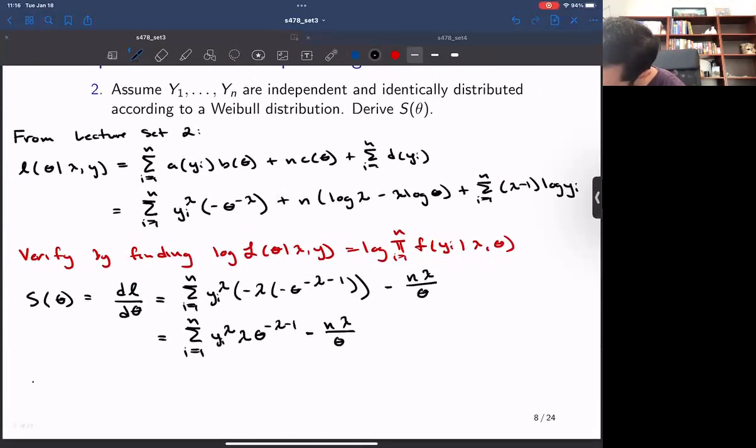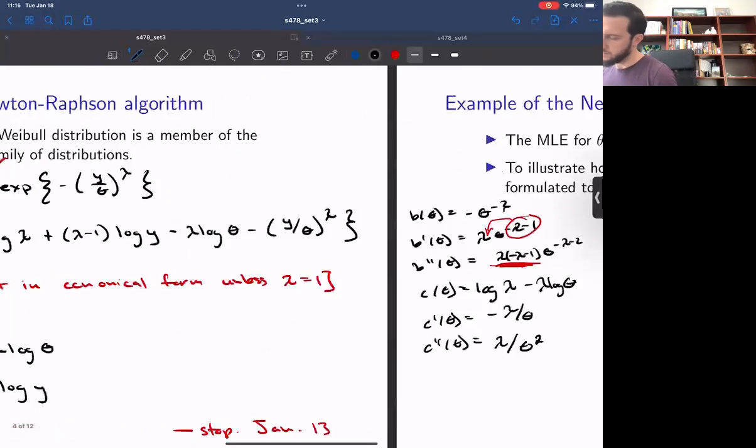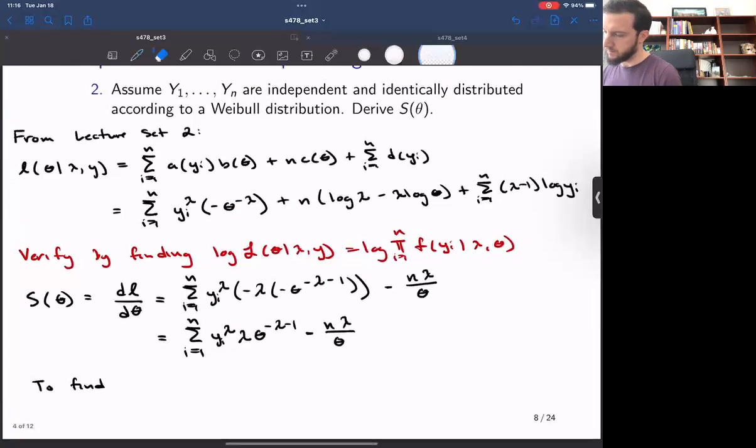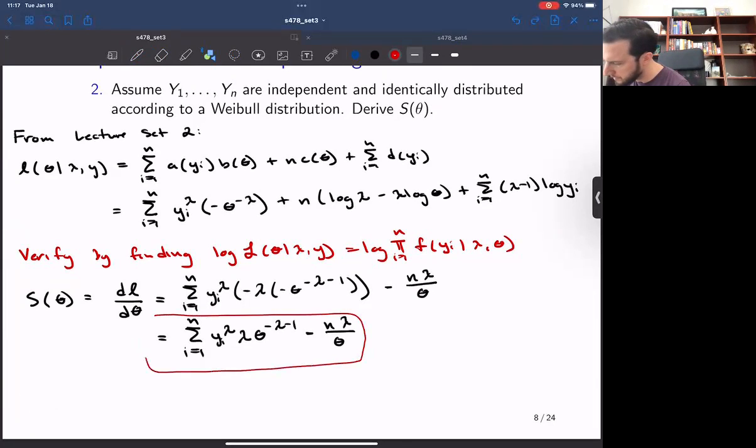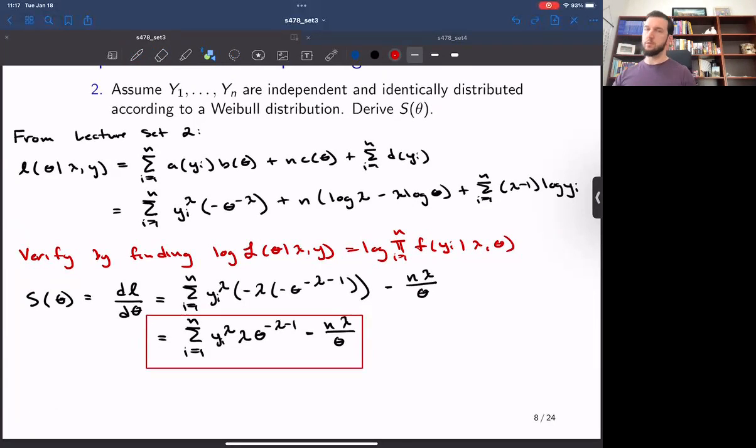Okay, and then this would be what we are looking for. So that's our score function. This isn't a proof. This is our score function for this problem. Okay, any questions so far?